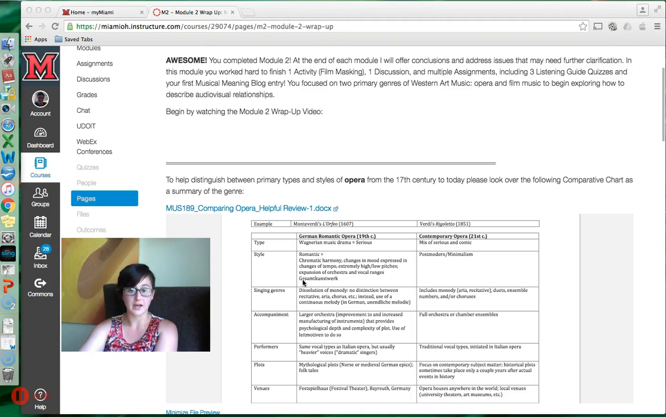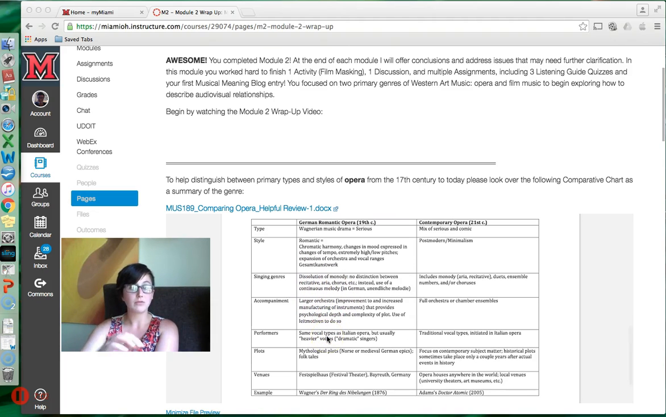as the aural side. The accompaniment is that of a larger orchestra, and performers, although they're labeled the same as what you would have in Italian opera, you would add kind of dramatic to that vocal type. So dramatic soprano, which just means that it's heavier. The range may be a little bit different from that you would sing for Italian opera.